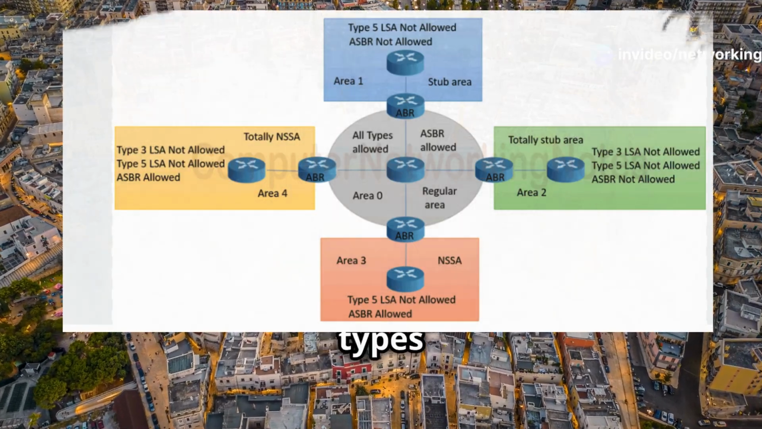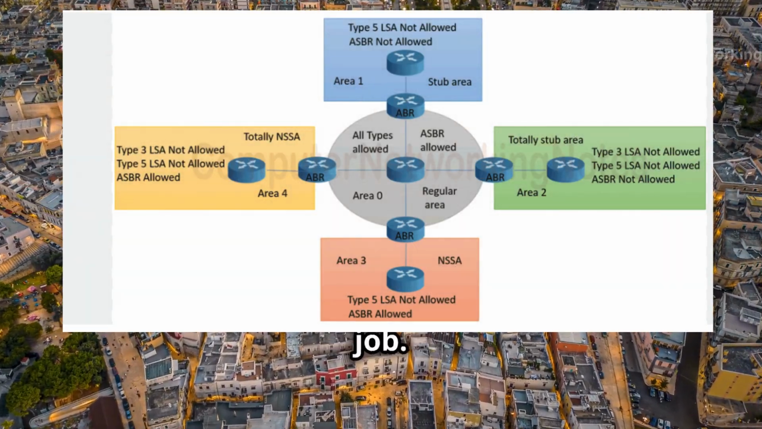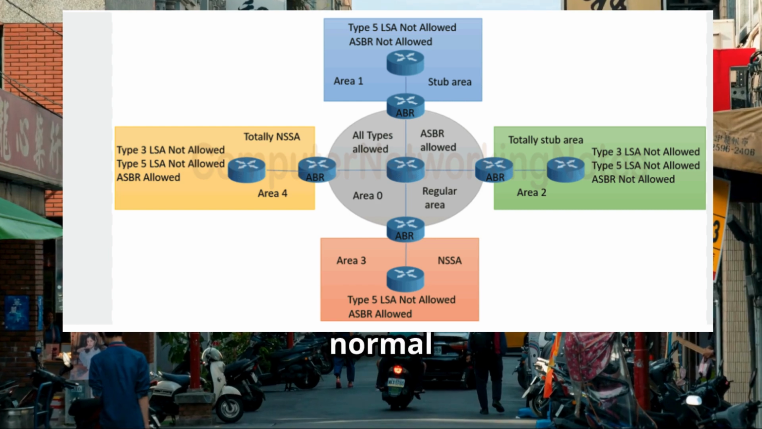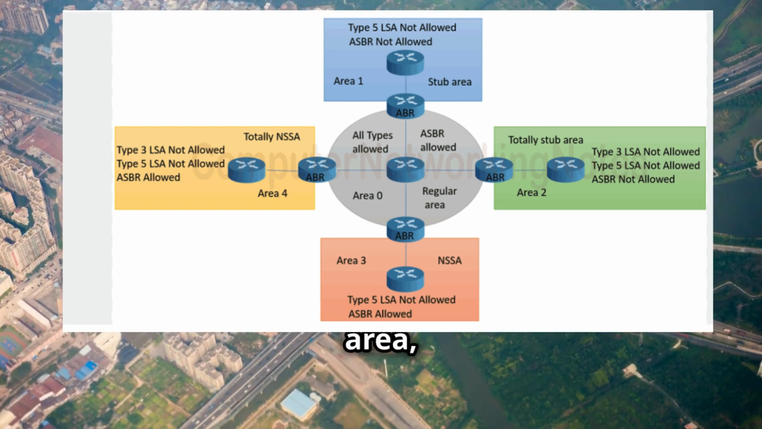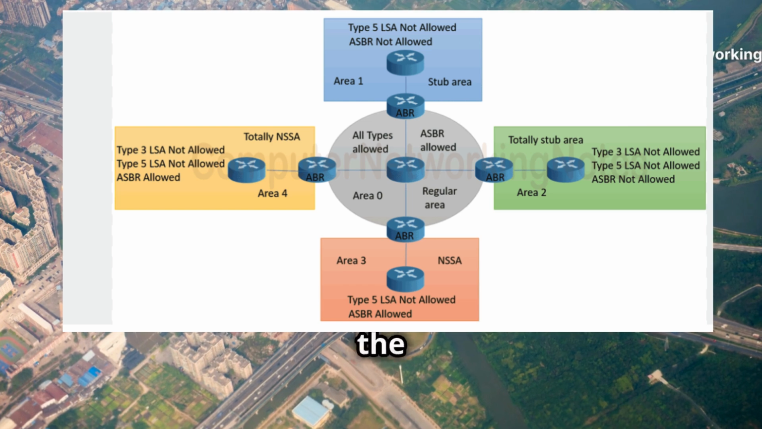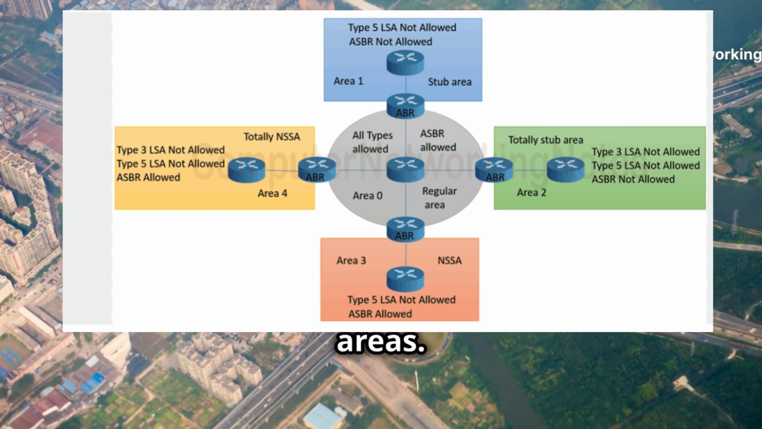OSPF has different types of areas, each with a special job. The most common is the normal area. It handles all kinds of routes. The backbone area, or Area 0, is like the main street connecting all other areas.